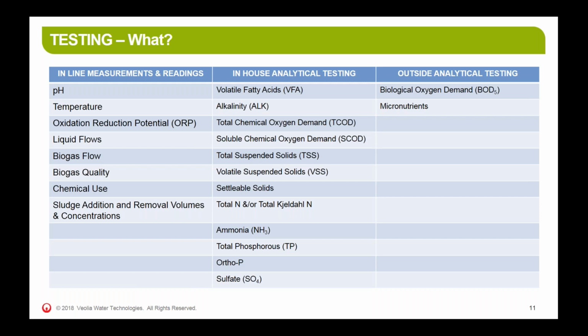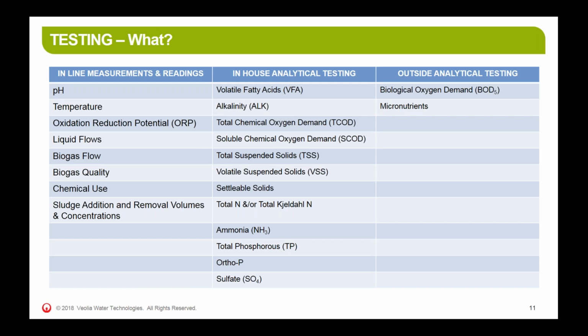Mainly these are tests that were done in an outside lab because they're too complicated or require very expensive equipment that most wastewater treatment plants don't have. So on the inline measurements, we're doing things like temperature, pH, oxidation reduction potential, all the liquid flows, the biogas flow, the biogas quality, and chemical use, along with any biomass sludge additions or subtractions that may be warranted.